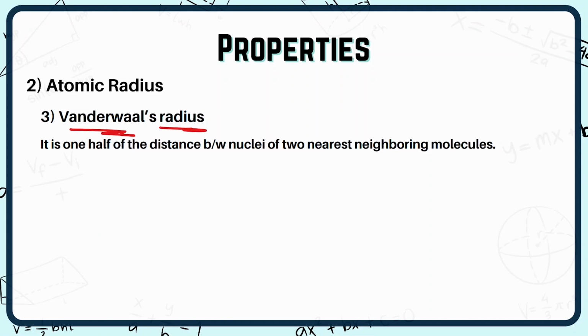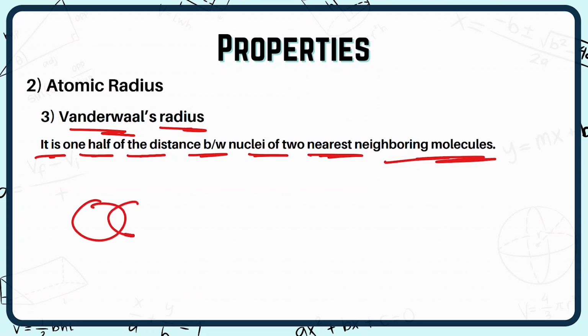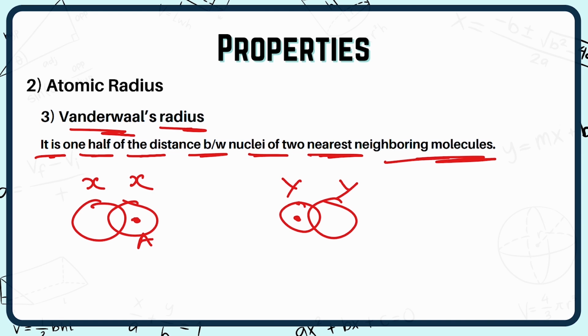Okay, let's move further. Lastly, we have got van der Waals radius. It is one half of the distance between nuclei of two nearest neighboring molecules. Suppose we have got two molecules, X and X, Y and Y. So the distance between the nearest two nuclei, these two nuclei will be nearest to them.